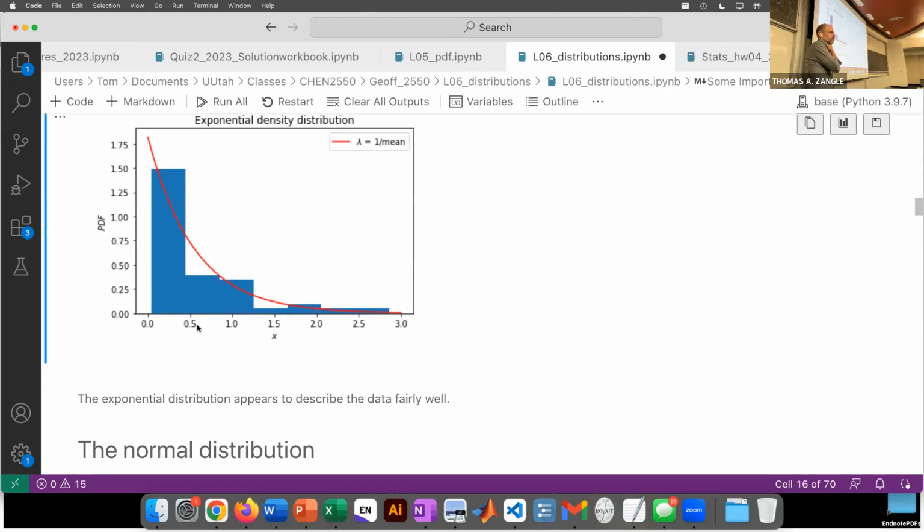Other questions about exponential? Okay. One key thing to take away is that when our data is about time between events, and we have a constant average time between events, we can use this exponential distribution.